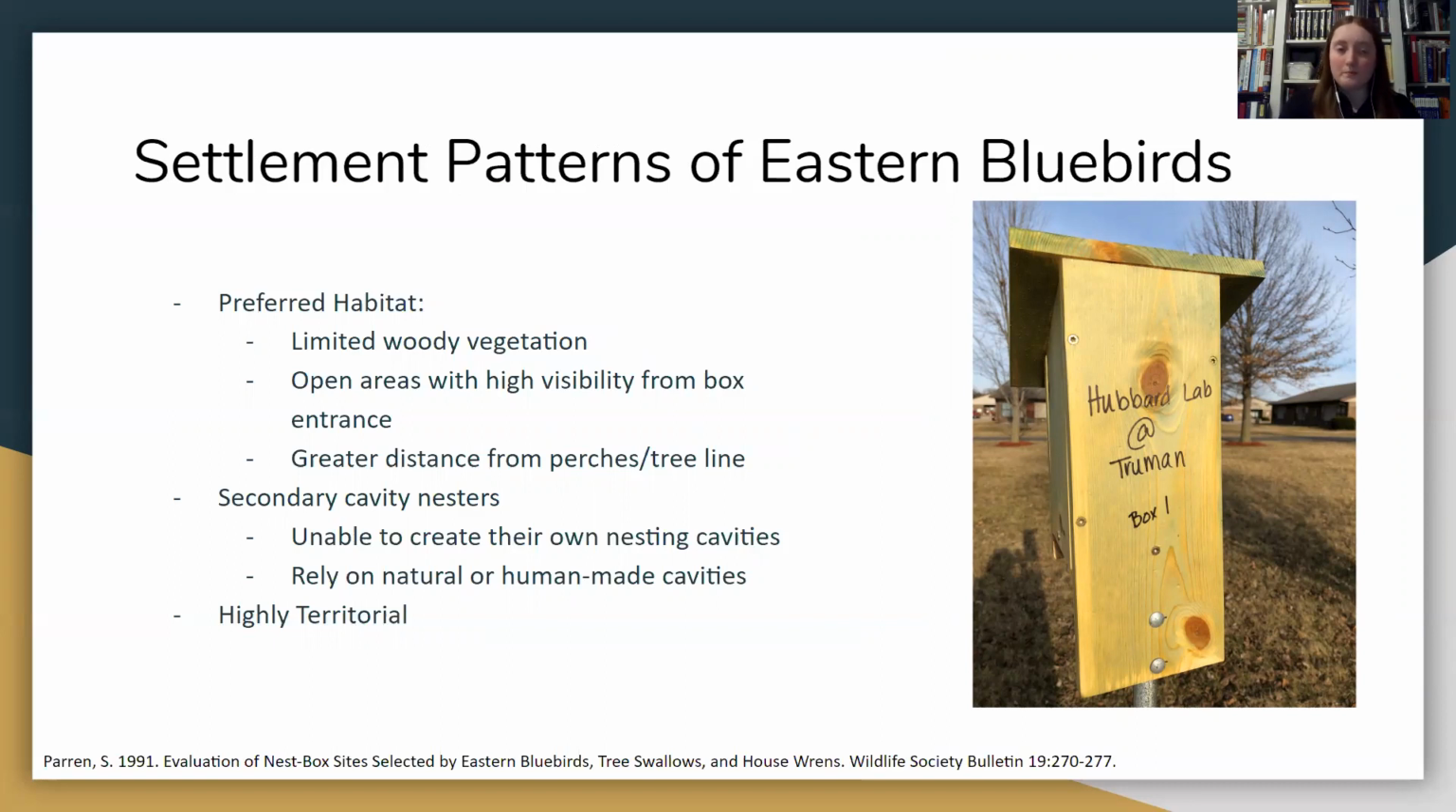And then the reason that they're a good species to study when studying settlement patterns is that they are secondary cavity nesters, which means that they are unable to create their own nesting cavities and instead must rely either on natural cavities or artificial cavities, so human-made nest boxes. They are also highly territorial, so there is competition both within the species, with other members of the species, as well as with other species such as wrens, house sparrows, and tree swallows. So both of these factors mean that there is a natural limitation on the number of high-quality nest boxes that an individual can occupy.